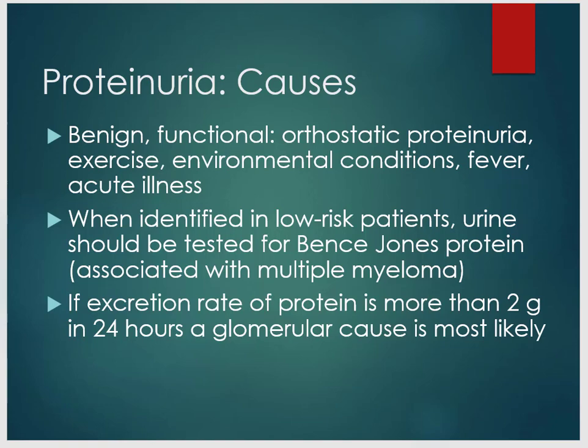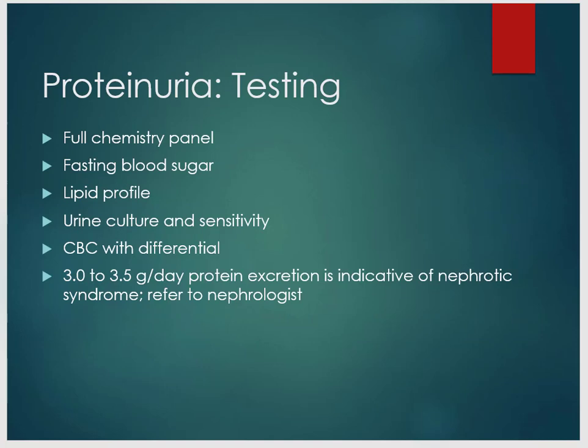When identified in low-risk patients, the urine should be tested for Bence-Jones protein, which can be seen with multiple myeloma. And if the excretion rate of the protein is more than 2 grams in a 24-hour period, it is more considered a glomerular cause.